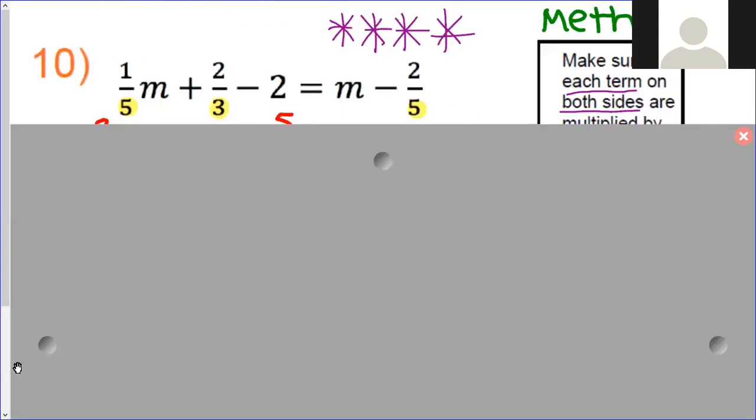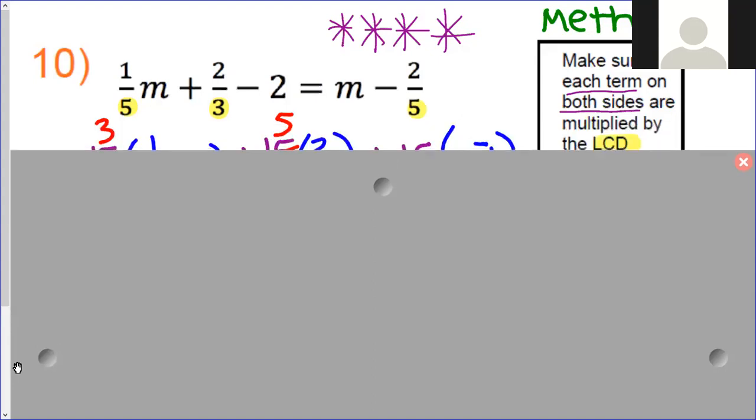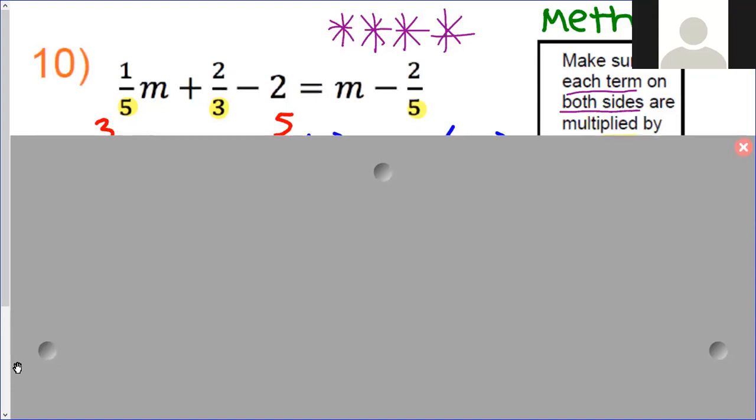Okay, now this is a question very similar. Remember, this used to be a grade 9 academic course, and this is a question that would come up on the test quite a bit. Now, I have simplified the test compared to what it was last year, but I still want to teach you those concepts, because some of you are going to choose to go to grade 10 academic, grade 11 academic, and those questions are going to be more challenging. So please write this down. Make sure each term on both sides is multiplied by the lowest common denominator.